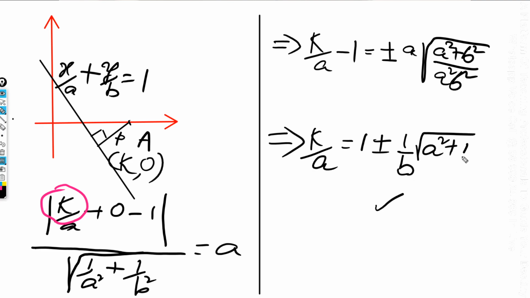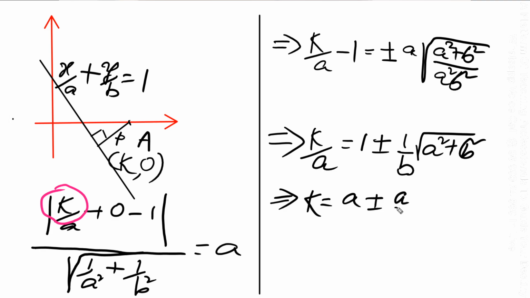I said no, only the simplification part is difficult. It's not a big problem, but simplification you have to do carefully. And generally you will be forgetting writing that plus or minus also sometimes. So what is K here? A plus or minus A by B root over A square plus B square is the final answer. So the point is A plus or minus A by B root over A square plus B square, comma 0, is the answer.